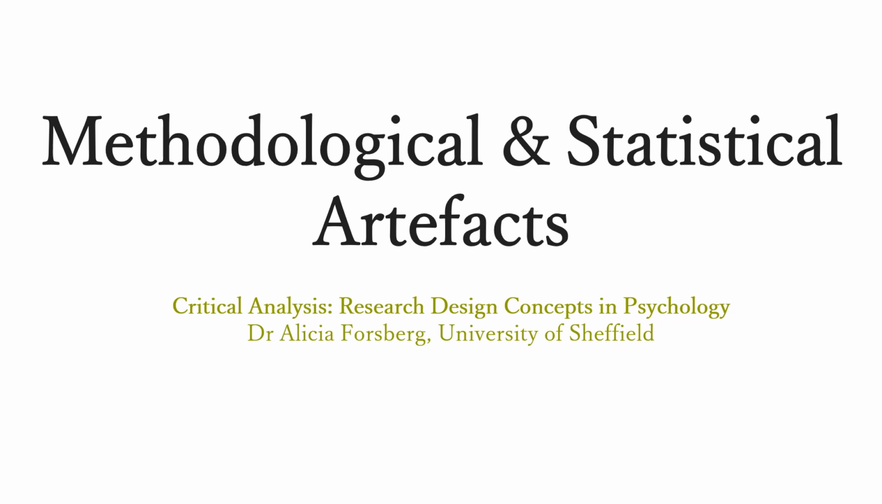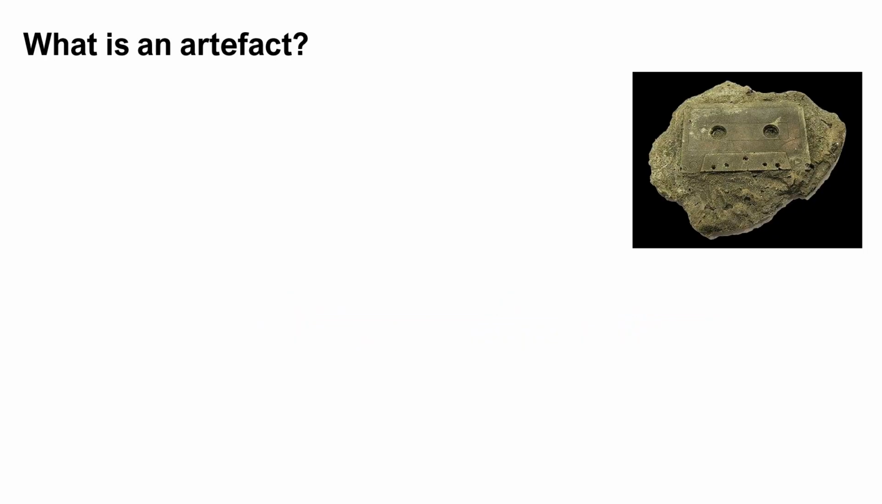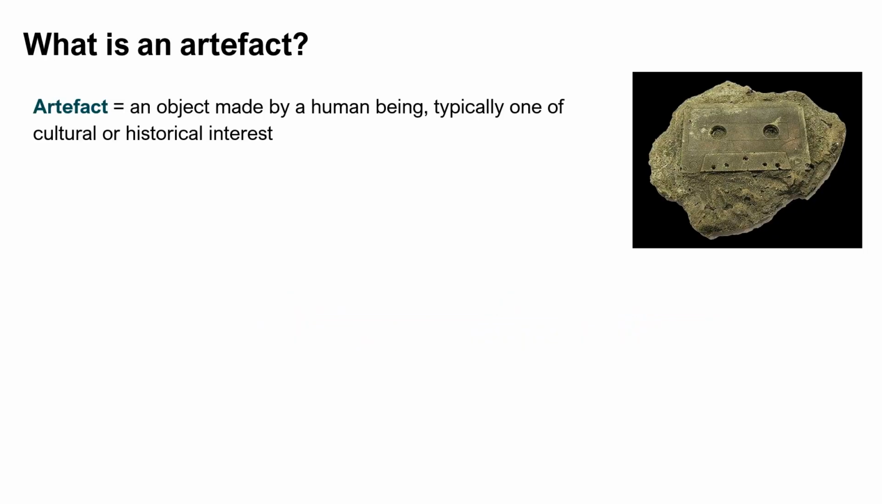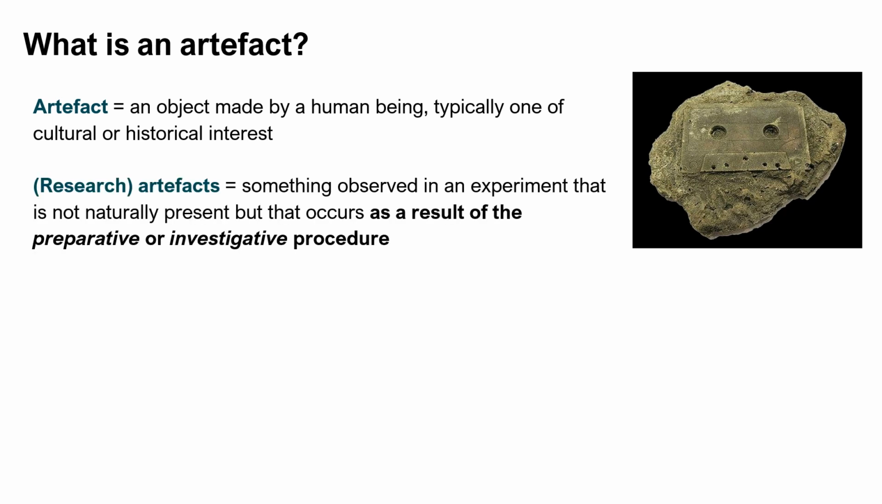In this session, we'll talk about methodological and statistical artifacts. When you hear the word artifact, you might think of objects that are of cultural or historical interest. Here, though, we're going to talk about an equally interesting type of artifact, namely research artifacts. So that is something that is observed in an experiment that is not naturally present, but that occurs as a result of the preparative or investigative procedure.